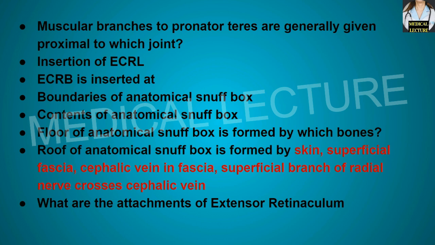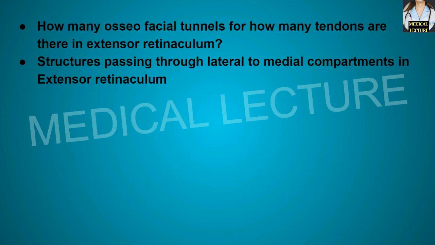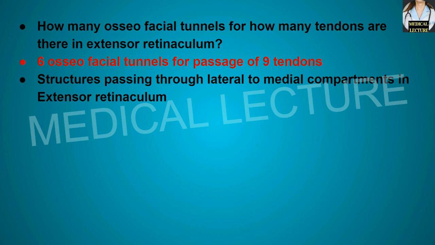What are the attachments of the extensor retinaculum? Laterally it is attached to the anterior border of the radius above the styloid process, and medially it is attached to the pisiform and the triquetral carpal bones. How many osseofascial tunnels, for how many tendons, are there in the extensor retinaculum? There are 6 osseofascial tunnels for the passage of 9 tendons in the extensor retinaculum.